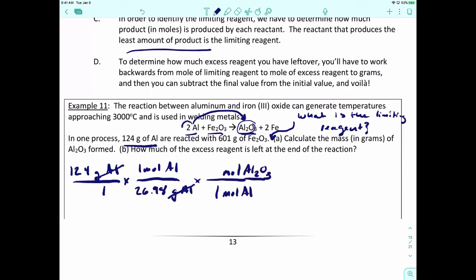And according to this reaction, according to the ratio, you've got 2 moles of aluminum, and then you've got 1 mole of Al2O3. So let me change that 1. I need to put the 1 here, and I need to change that to a 2. So that way, moles of aluminum cancel out. All right. So this is where I need to stop. So I want to know how many moles of Al2O3 we actually have. So it's going to be 124 divided by the product of 26.98 times 2. The number I get is going to be about 2.29 moles of Al2O3.